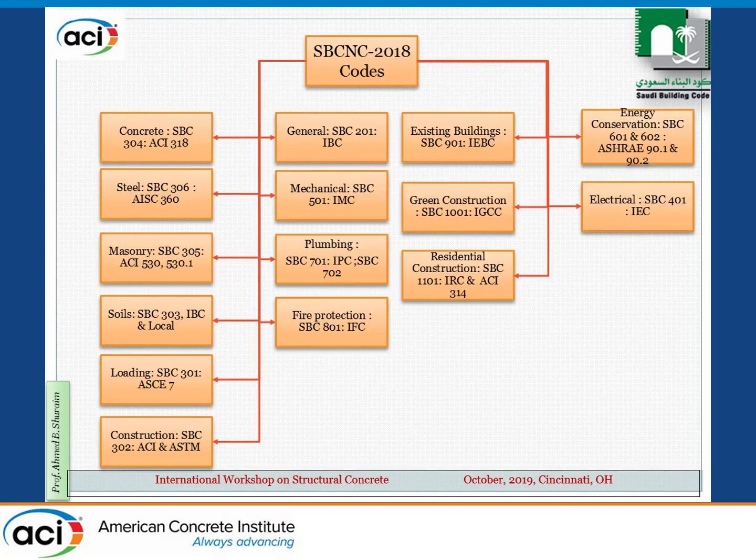So for the structural, the same idea, but we are updating the source. For example, here ACI 318, we are using the 2014 edition of the ACI. And similarly, for any code here, we are going with the latest. Also for the code of ICC, we were adopting the 2015 edition of ICC. For the energy, it has now changed to following ASHRAE 90.1 and 90.2, and for the electrical, it's still with the IEC.